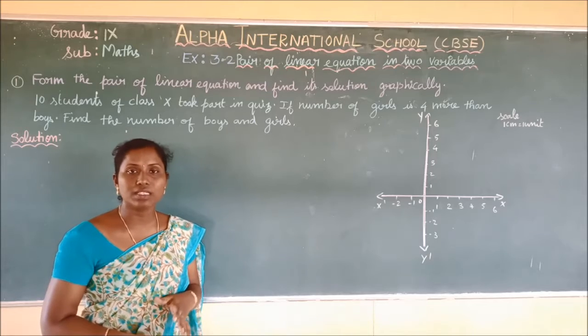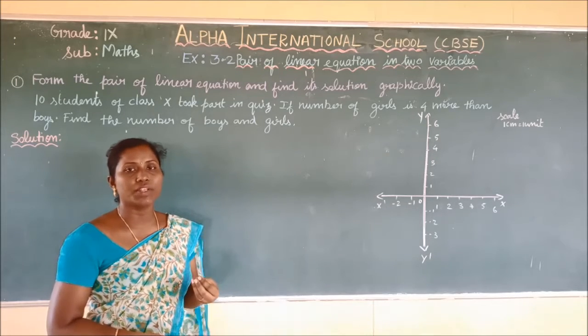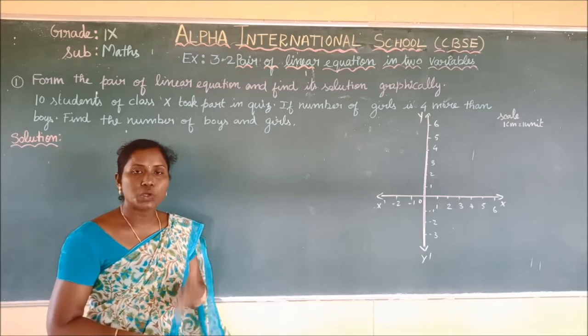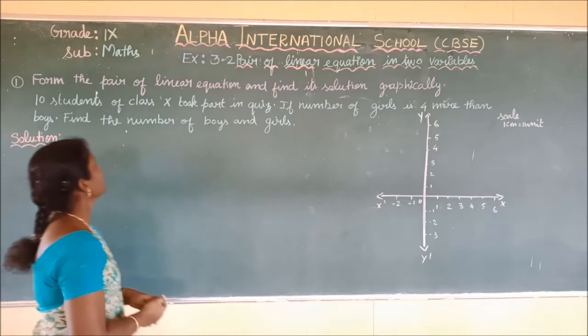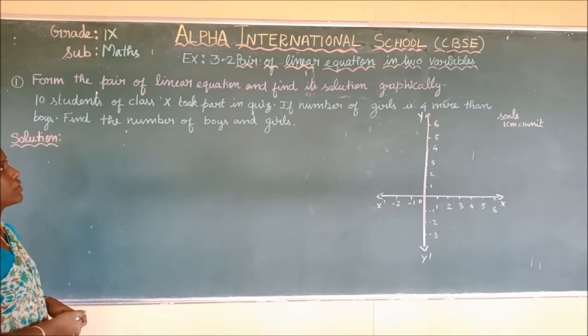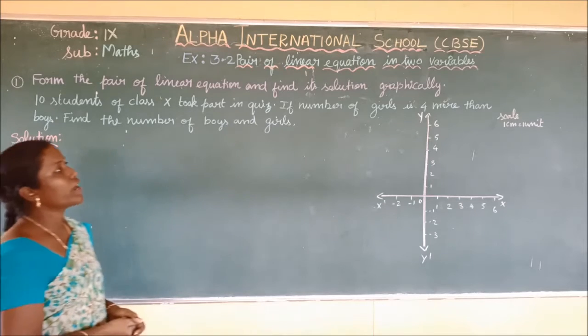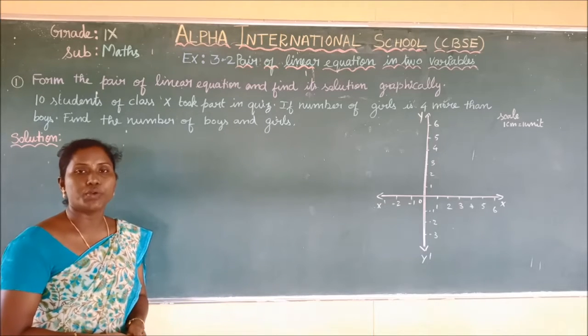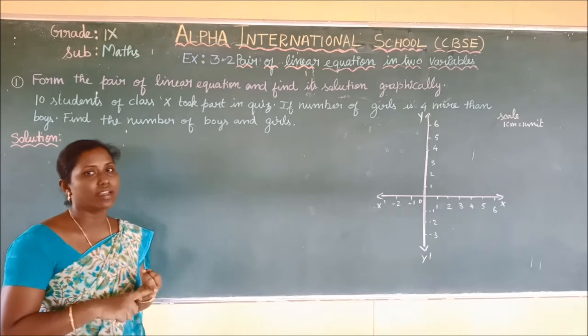Here the situation is given. We have to analyze and frame a pair of linear equations. Then we have to give the solution for the pair of linear equations graphically. See the question: from the situation, form the pair of linear equations and find its solution graphically. We have to form the pair of linear equations first and then find the solution graphically.